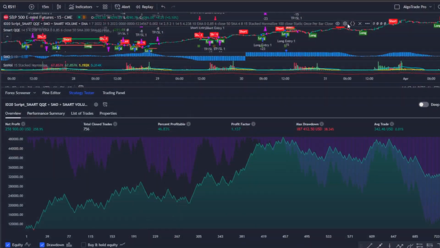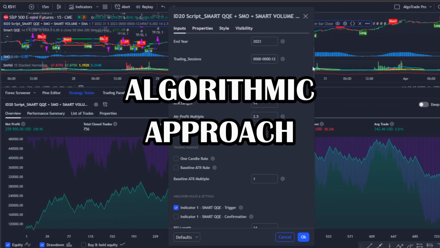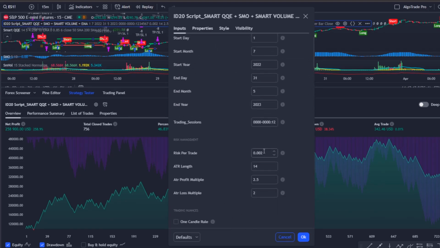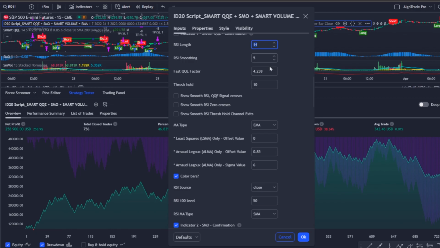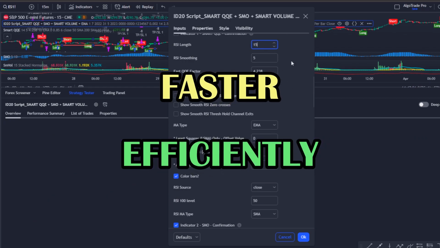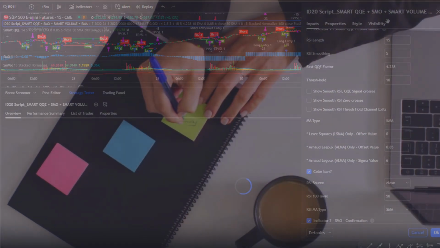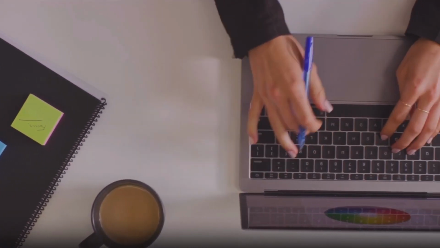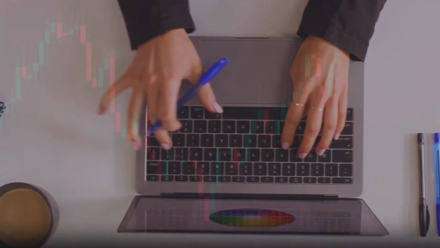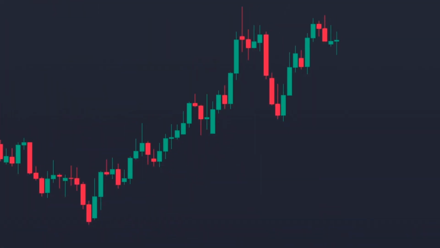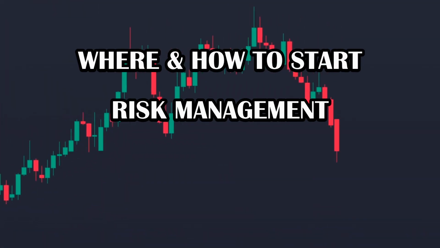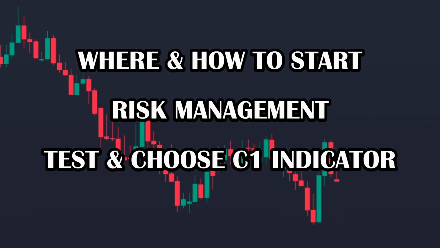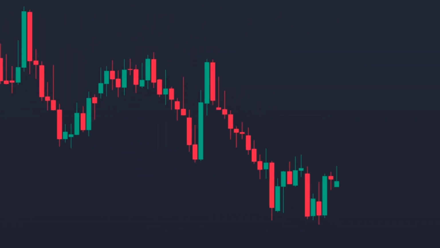The only difference is that I'm going to use an algorithmic approach to create this NNFX strategy. The main advantage of an algorithmic approach is that we will be able to test the performance of indicators faster and more efficiently. So, my objective is to divide this series into some episodes respecting all the phases shared by NNFX. Today, I'm going to show you where and how to start, discuss the risk management methodology, and test several indicators to find my confirmation indicator. Without further ado, let's start.